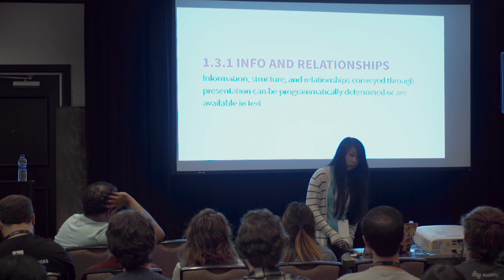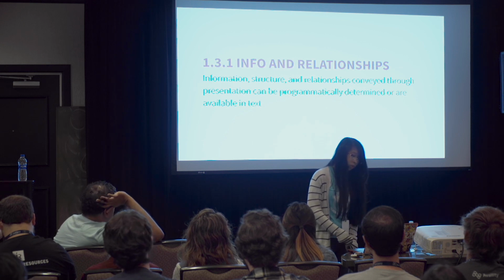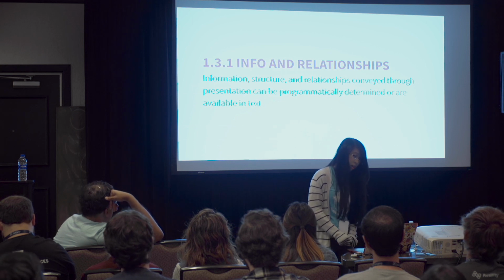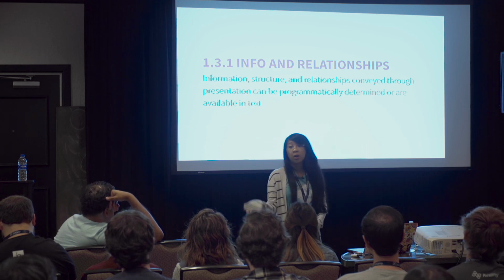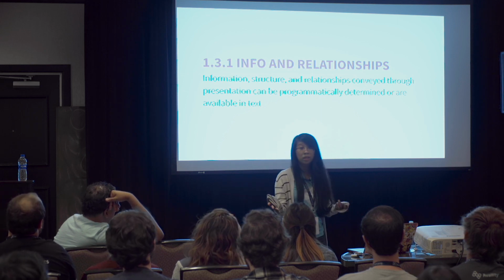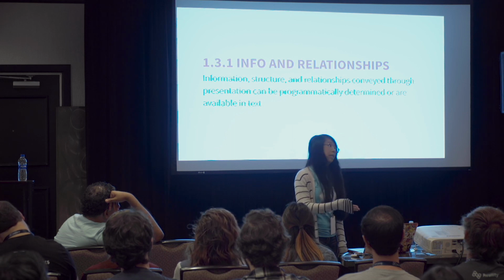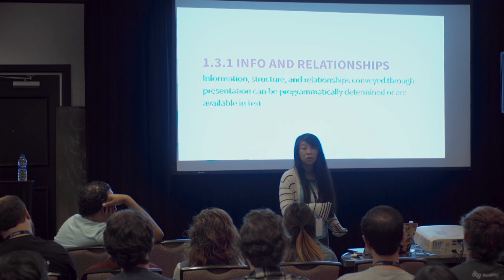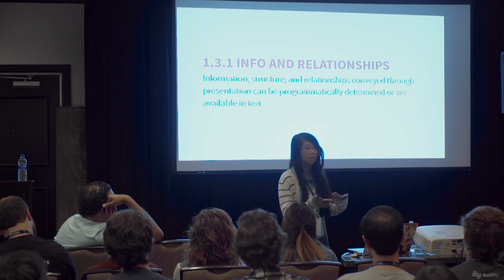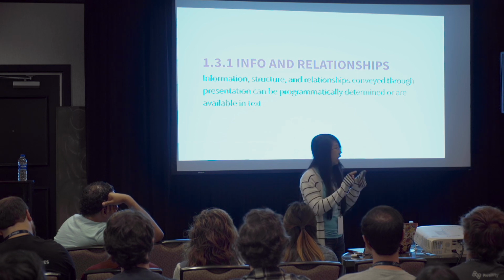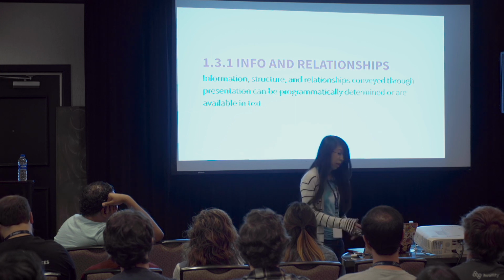1.3.1, info and relationships. Information, structure, and relationships conveyed through presentation can be programmatically determined or are available in text. So when I brought up the rotor, some of those relationships you could see, like the different regions and the different headings. Also things like lists. You wouldn't be able to see that as a blind user, but that's something that is important to know. Also information in tables. If you're navigating through a table, you want to kind of know where you are in the table. So we'll go ahead and show you how to do that.